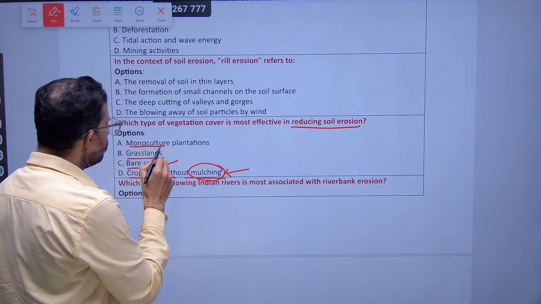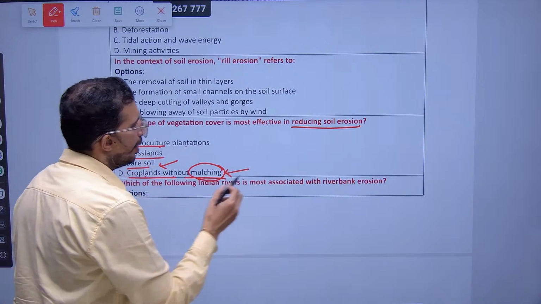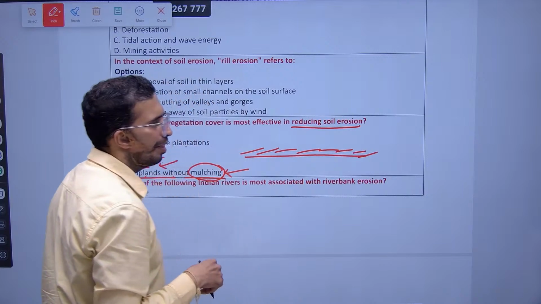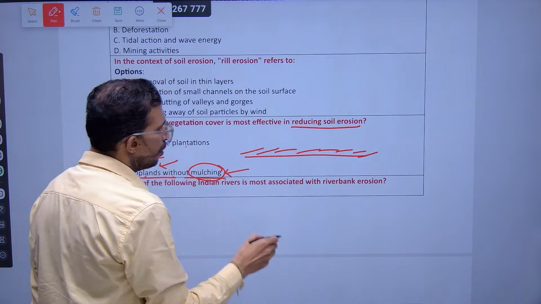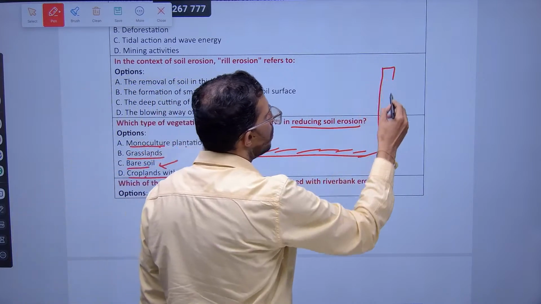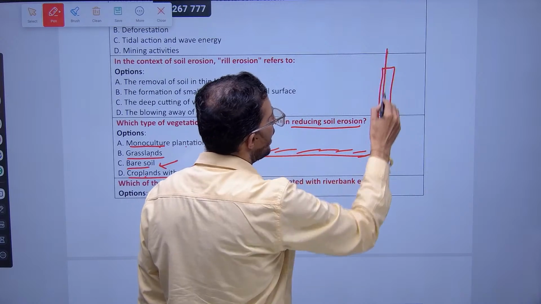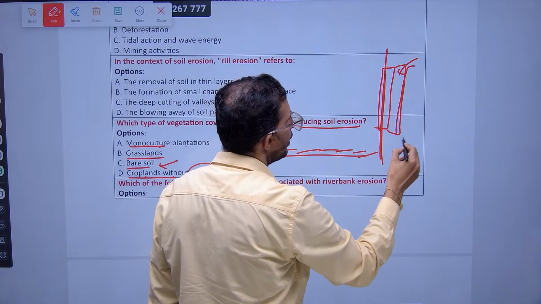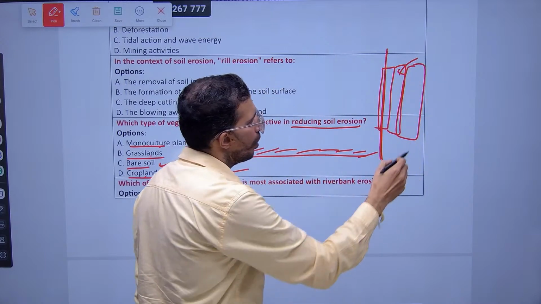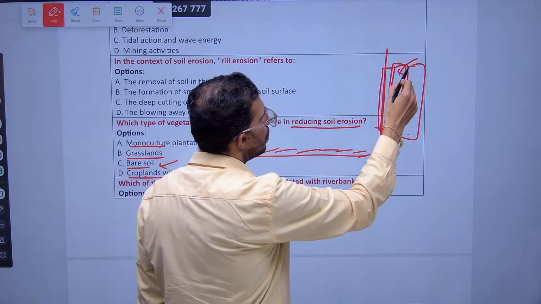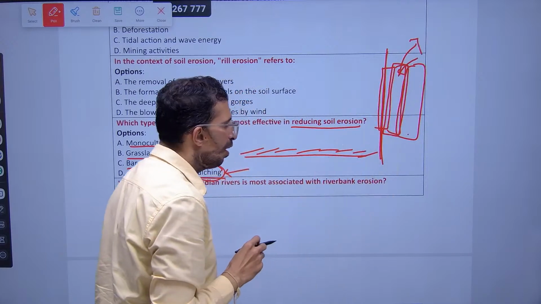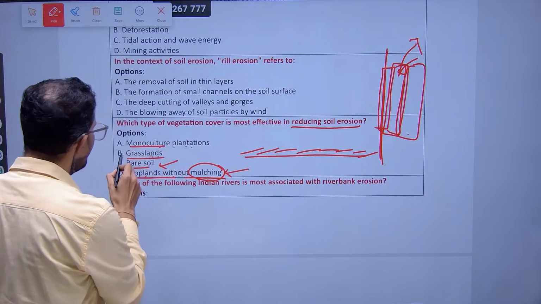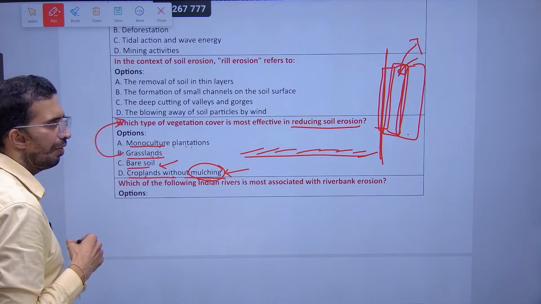Then between monoculture plantation and grassland: grasslands means occupying the total area by vegetation or grass, but in monoculture plantation, if this is the line of the crops, then this area remains bare, then again this area has the crop. So this open or bare soil is prone to soil erosion. Therefore, compared to monoculture plantation, grassland is the most effective cover.